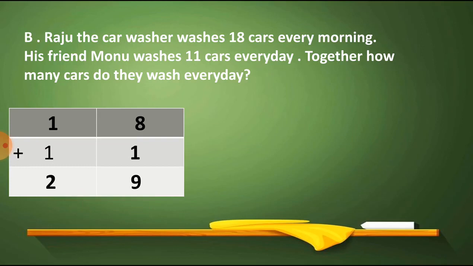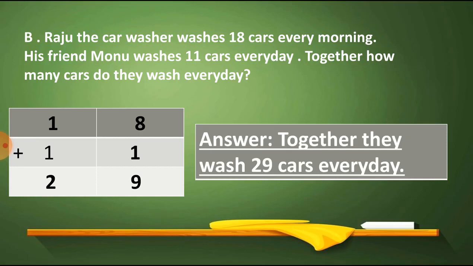So this answer I have to write down in the sentence form, in the word form, because this is a word sum. So this way we can write down the answer that together they wash 29 cars every day. This way we have to write down the sums. Hope you understood how we can solve the story sum, students. This way we can solve this, and hope this is very easy.